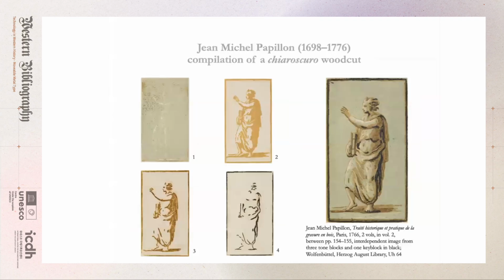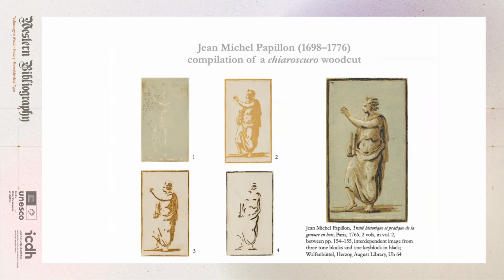The fashion for chiaroscuro woodcuts dwindled in the second quarter of the 17th century. It was revived in the 18th century, following which the French block cutter Jean-Michel Papillon also published the first detailed description of the technique, illustrated with the 5 prints shown here.